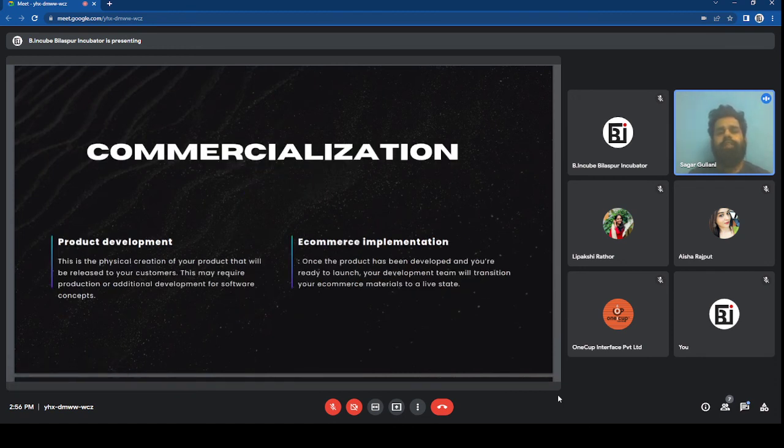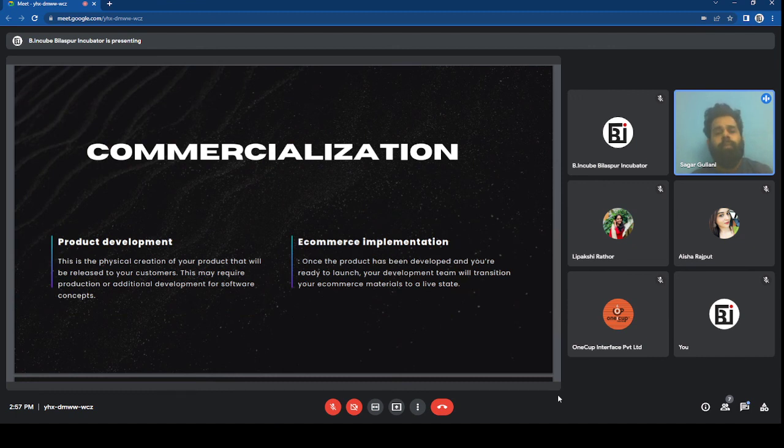In commercialization, two phases or stages are there. One is the product development and second is the e-commerce implementation. Product development is the physical creation of your product that will be released to the customer after the prototyping. This may require production or additional development for the software concepts. Give your team the final prototype and MVP iteration to produce the product to the correct specifications.